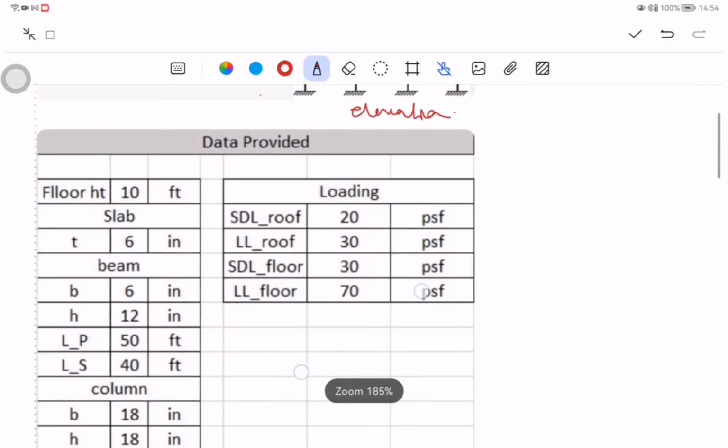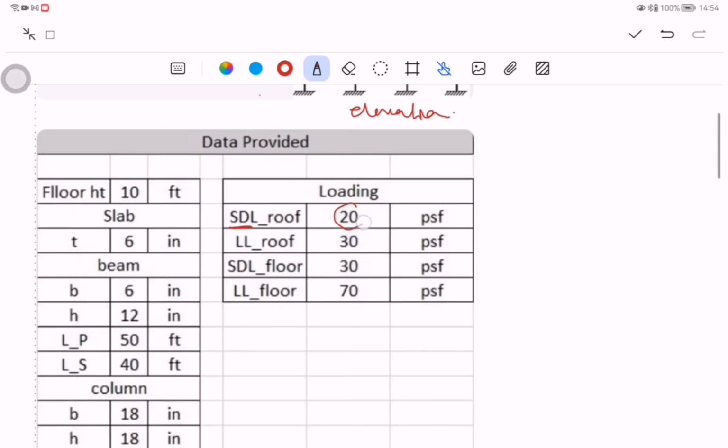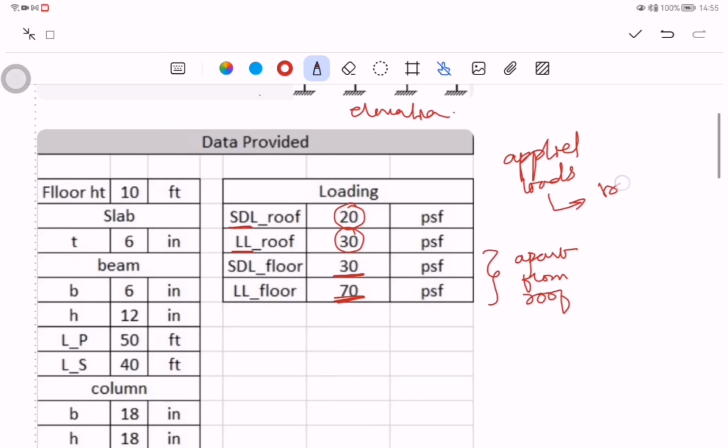So this is my data provided. At roof level, the superimposed dead load is 20 psf. Live load at roof level is 30 psf. Similarly, on other floors apart from the roof, the superimposed dead load is 30 psf, while the live load is 70 psf. So these are the applied loads, and these applied loads will obviously be transferred to my column, right?